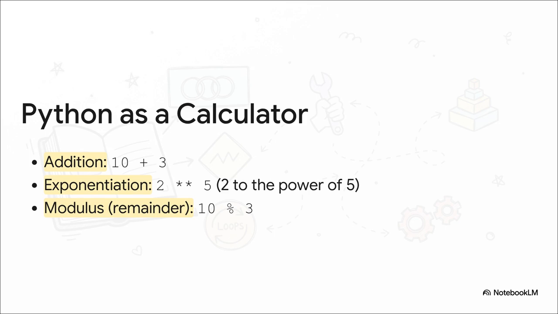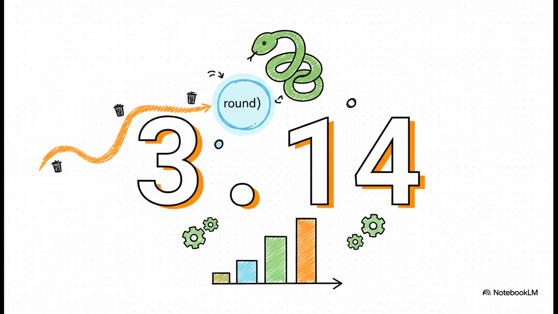Super useful. Python also has these really handy functions for numbers. Let's say you're working with a long decimal, like pi, 3.14159. Well, you can use the round function to easily shorten it, and you can even tell it exactly how many decimal places you want to keep.